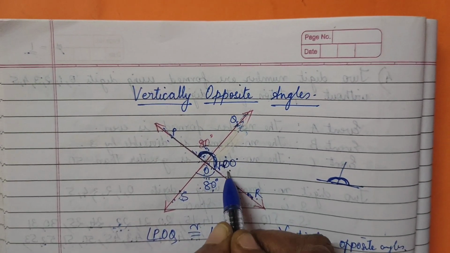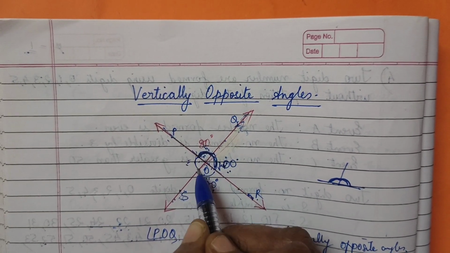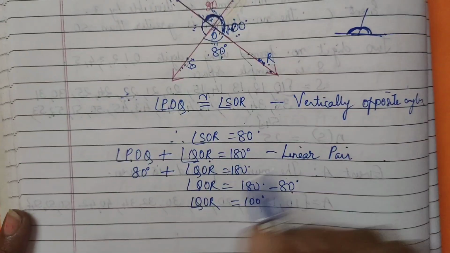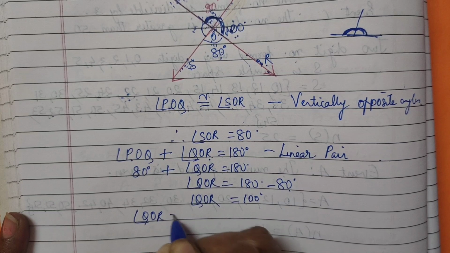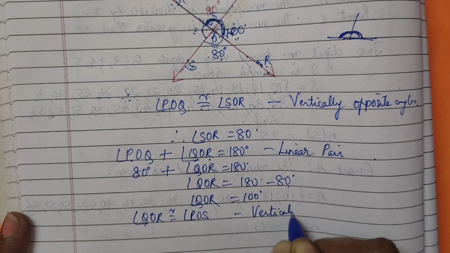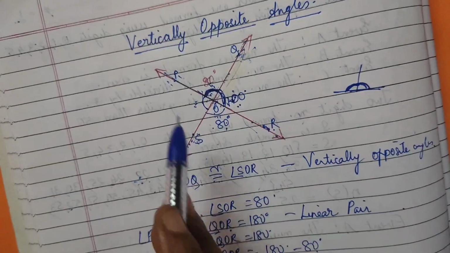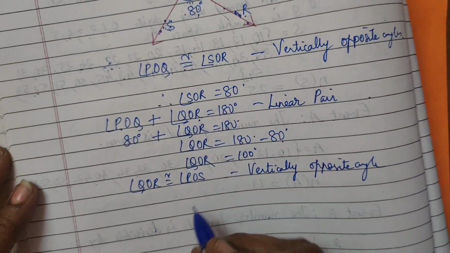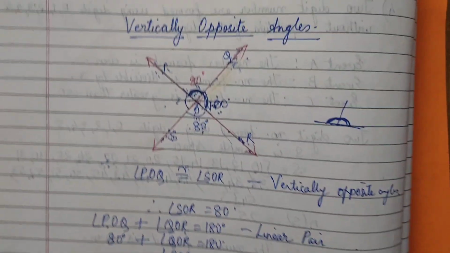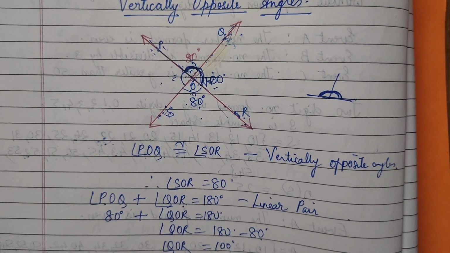Now tell me, dear, this is 100, so what will this one be? This is the opposite angle to this one, right? By vertically opposite angles, we say QOR is congruent to POS, because it is a vertically opposite angle. So we get POS is also 100 degrees. So we will write POS is 100 degrees. We are going to use this vertically opposite angles theorem in parallel lines also.